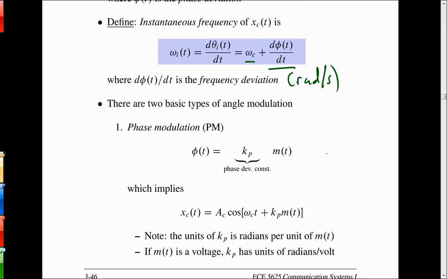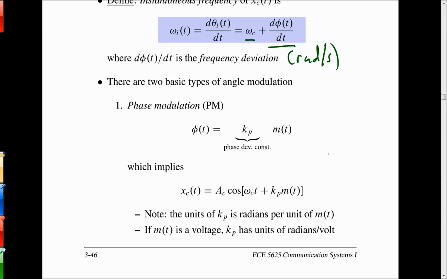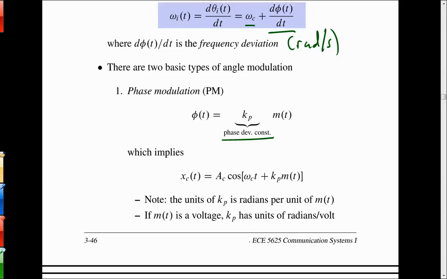If you do phase modulation, we're just making the message proportional to the phase deviation, and the deviation constant is kp, which just has to have units of radians per whatever the units of m of t are. Oftentimes it'll be voltage in a modulator, it might be current, or in digital signal processing it's just dimensionless because it's just something on the computer. But it converts the message into a phase deviation as a function of time.